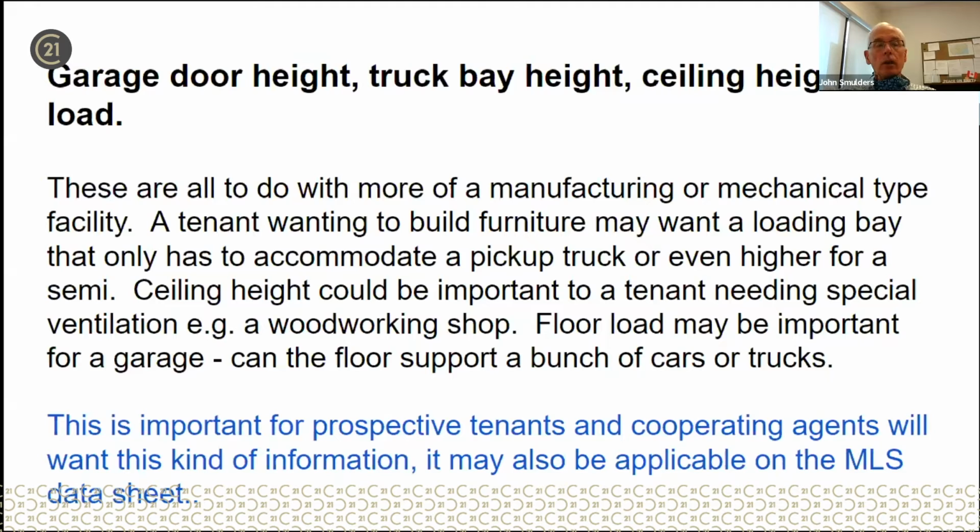Now, floor loads are a little bit different, and there are all sorts of floor load reasons out there, but the most common one that most of us would run into is a garage or mechanical shop. Can it hold four trucks, cabs and everything else on the floor? What's the floor made out of?